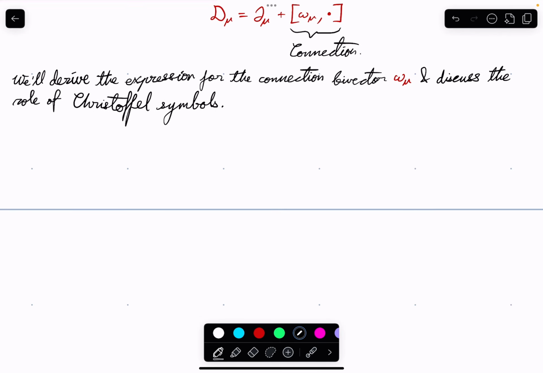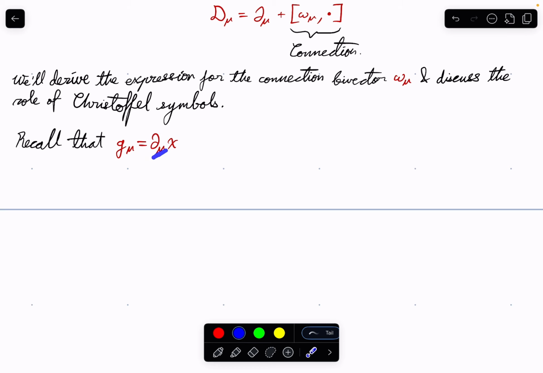Anyway, recall that g mu equals partial mu x. So this is the coordinate basis vector, and it's just the derivative in the mu direction of the coordinate vector x. So recall this definition, and that the metric g mu nu is just the inner product of the different directions.